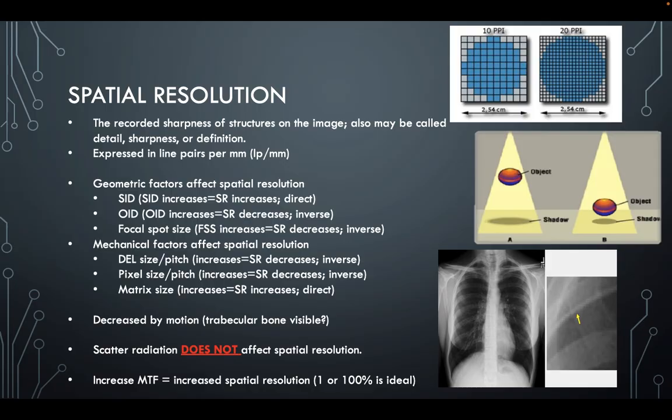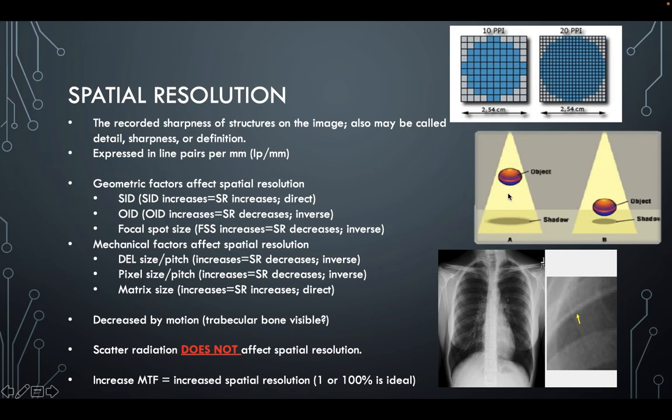As SID increases, as my tube moves further away from my image detector, my spatial resolution is going to increase. And this is a direct relationship. The reason this is happening, and if you look at this picture here, the one in the middle, you'll notice how this shadow here, and we can think of our x-rays as bone shadows, this circle is more true to what the object actually is.